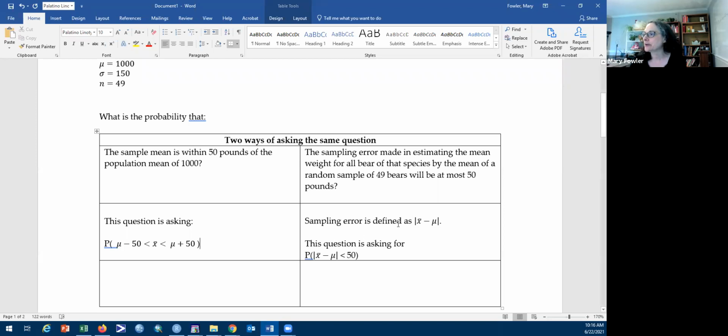So the sampling error is defined as x bar minus mu, and this question is asking, what is the probability that the sampling error will be at most 50 pounds? Okay, so this whole thing is sampling error. You can replace that. Will be at most 50 pounds. And so that's what this is looking for. Okay, let's go on over to the whiteboard and solve this problem.